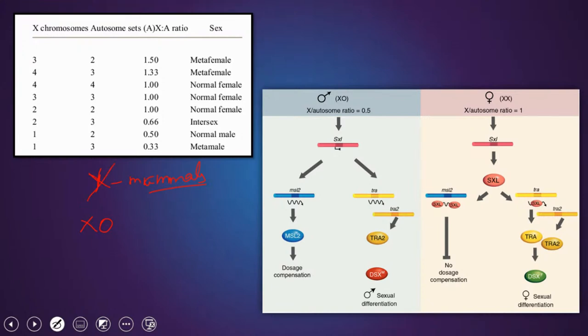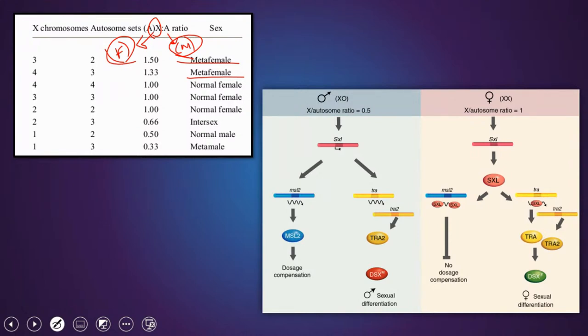How is sex determined in Drosophila? By a ratio. Interesting, isn't it? By a balance of female determinants and male determinants. Where are female determinants present? On the X chromosome. Remember this, okay? Female determinants are present on the X chromosome, and on the autosomes are the male determinants. Now, what is the ratio? If the female ratio is more than the male, it will give rise to a metafemale, 1.33, 1.50.